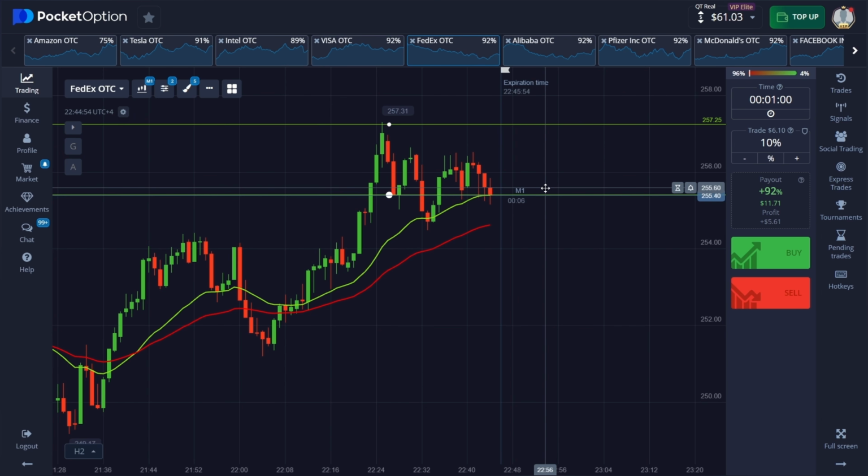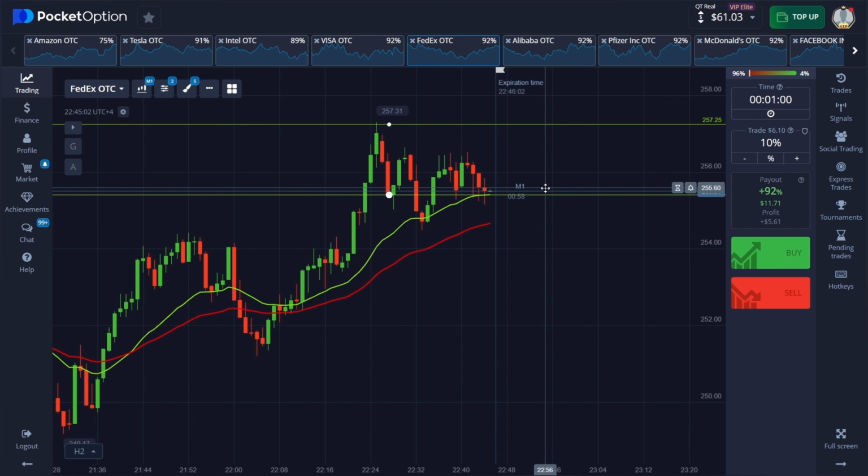Let's find another trade. FedEx looks like a good trade again, but we will use only one asset at a time. If this candle gives a good entry, then we can try, otherwise we'll wait.